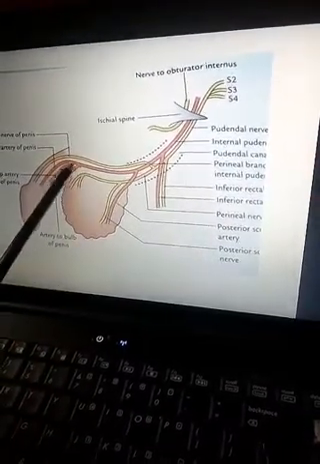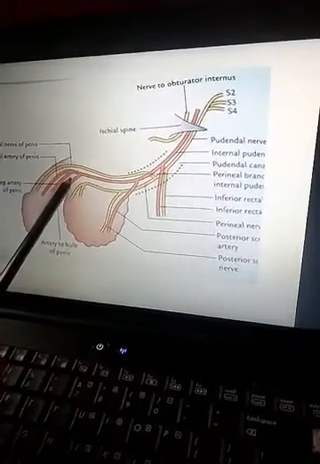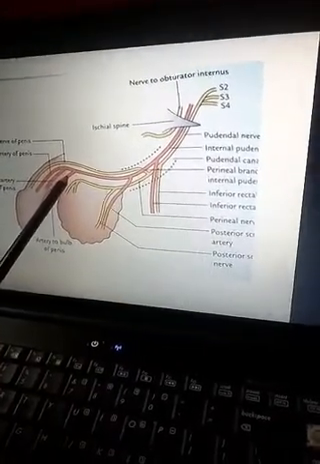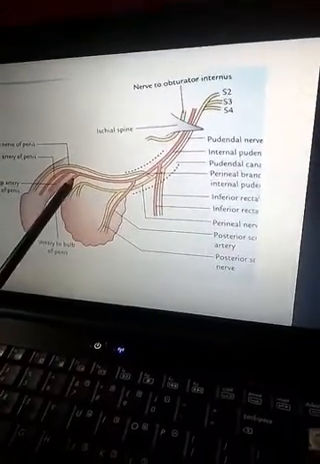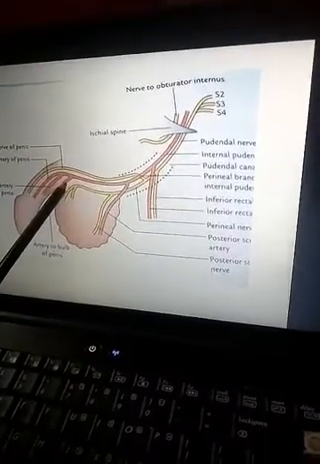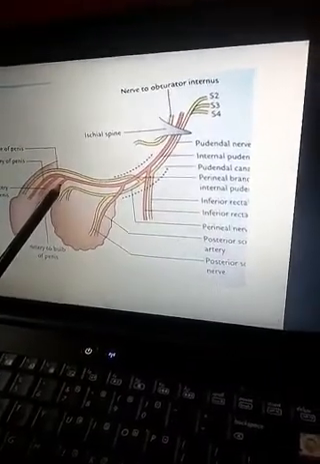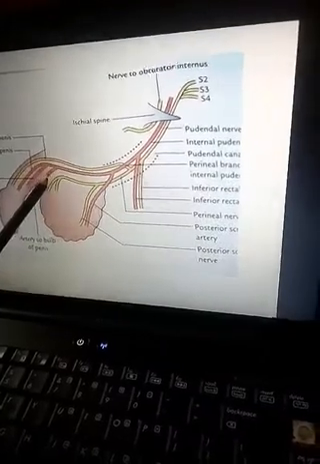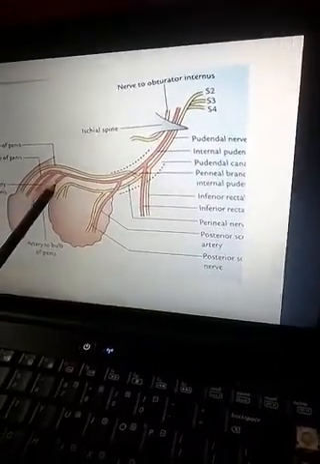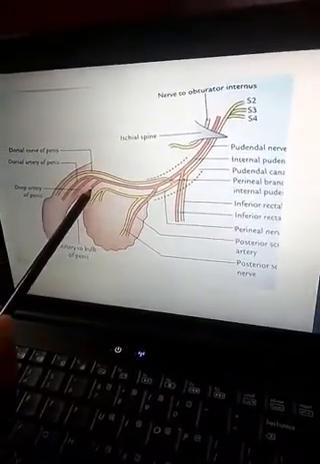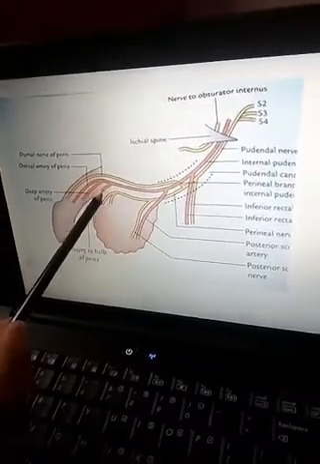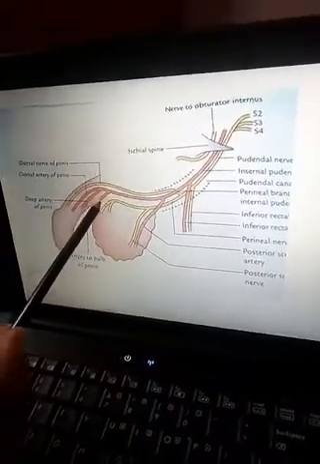Another branch is the artery to the bulb of the penis and urethra. It arises in the deep perineal pouch, pierces the perineal membrane and supplies the erectile tissue of the bulb of the penis in the male or the bulb of the vestibule of the vagina in the female. It also supplies the urethra in both sexes.